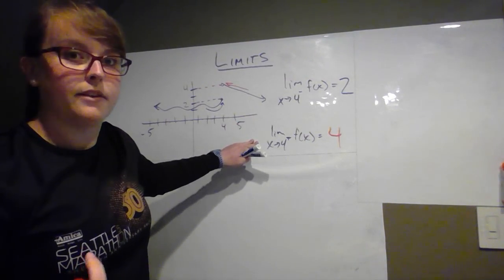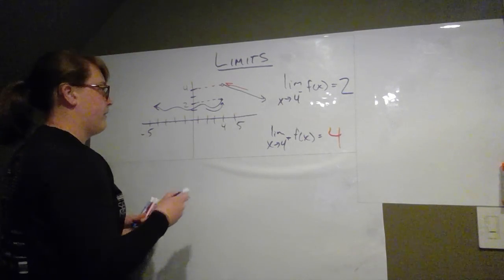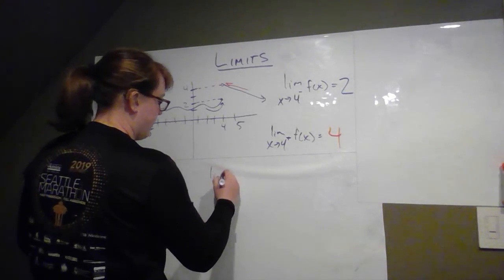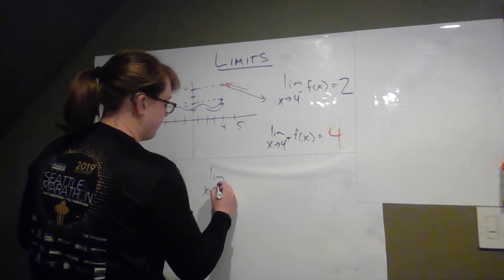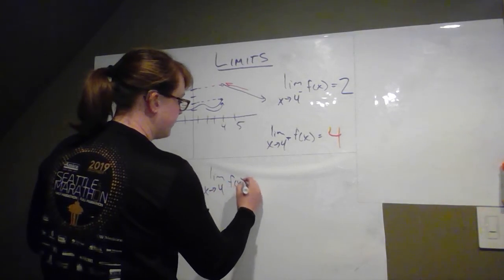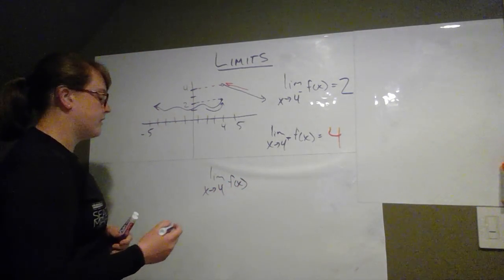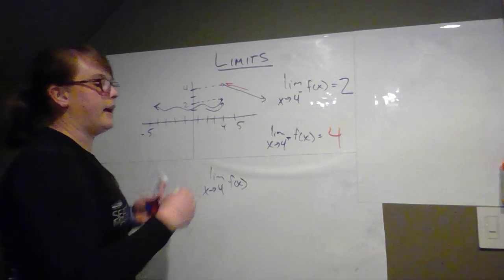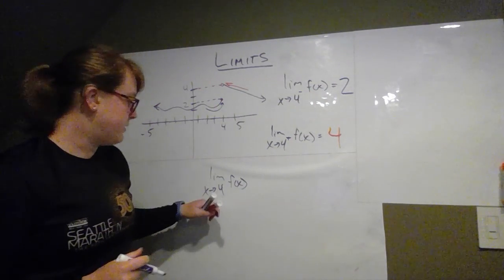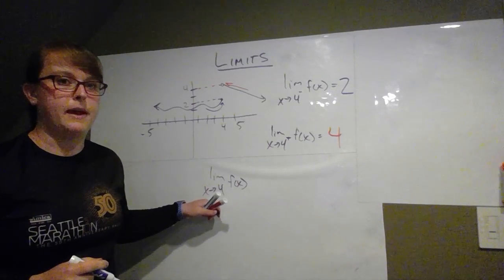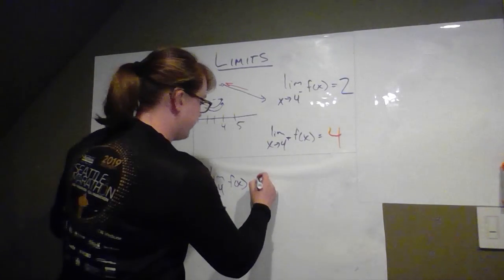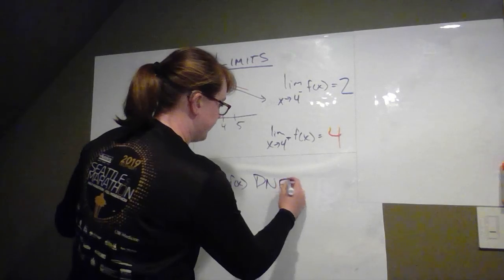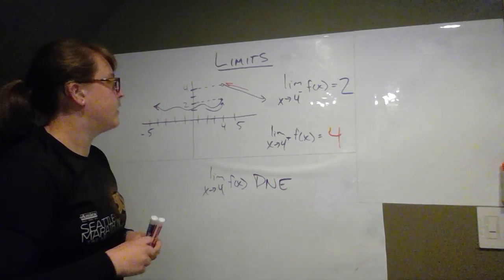So if I'm asked, does the limit as x approaches 4 of f of x exist? No, it does not, because the right-hand and the left-hand limits don't match. In order for this limit to exist, they must match. So we would say it does not exist, or DNE.